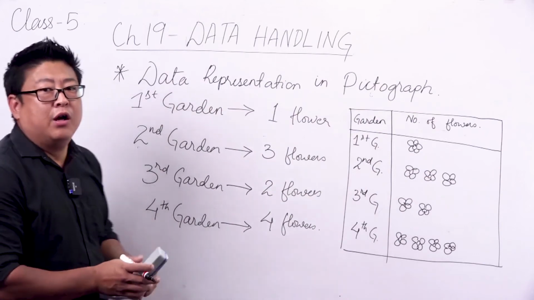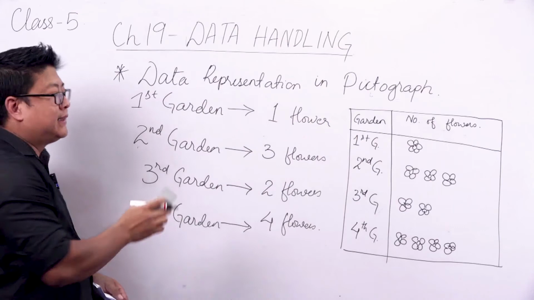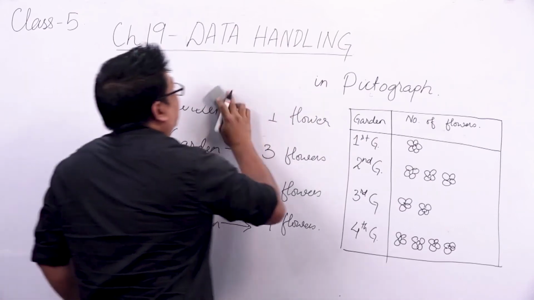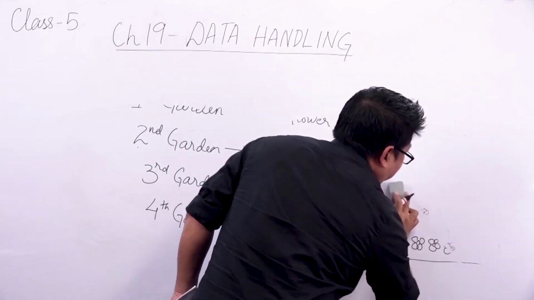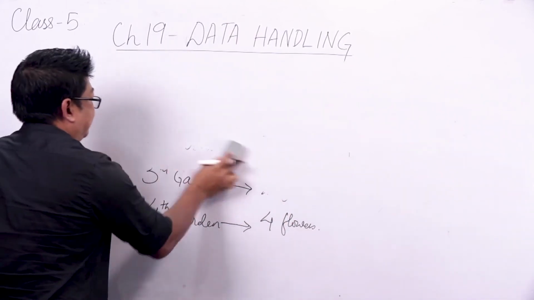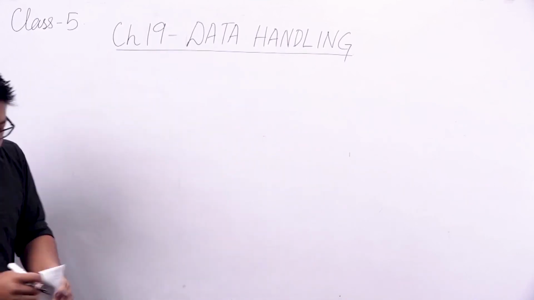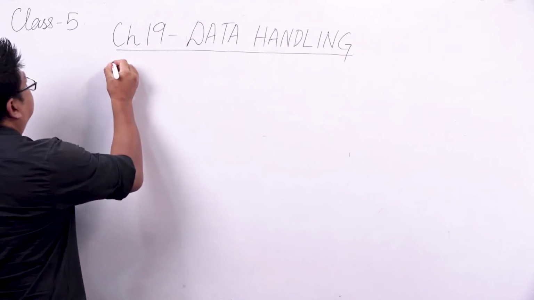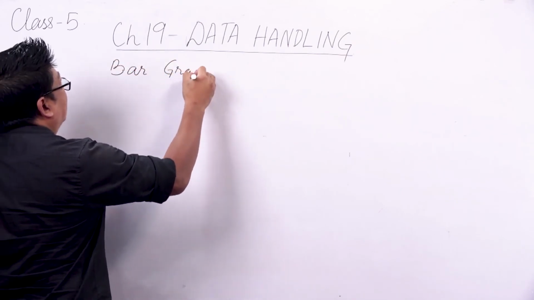Okay, children? So this is about data representation in pictograph. These are quite easy. You don't have to be confused. Once you practice with the exercises given, it's going to be much easier for you. Let's move on to the next topic. The next topic we have is bar graph.